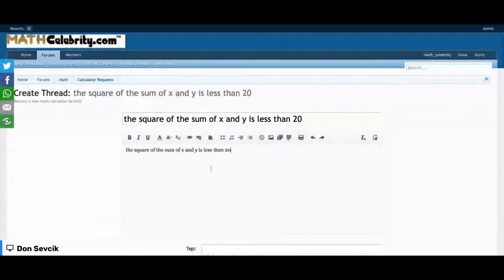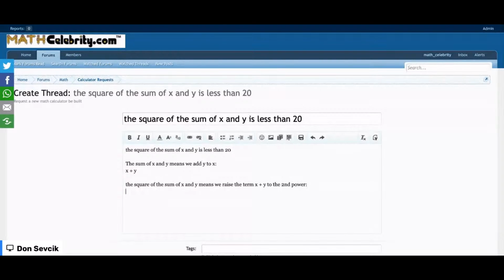All right, we got the square of the sum of x and y is less than 20. The sum of x and y means we add y to x, x plus y. The square of the sum means we raise the term x plus y to the second power. Now, when we do this, we have to wrap it in parentheses because we are raising the whole thing, not just x or y, but the sum.